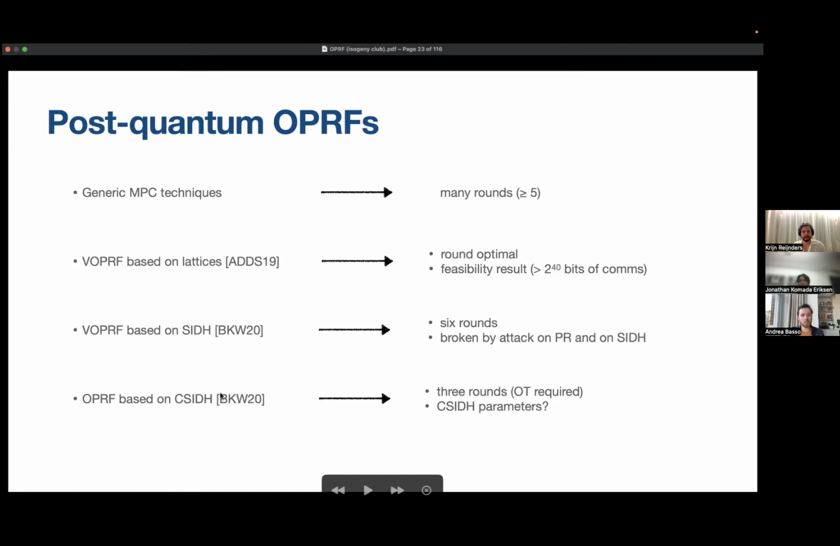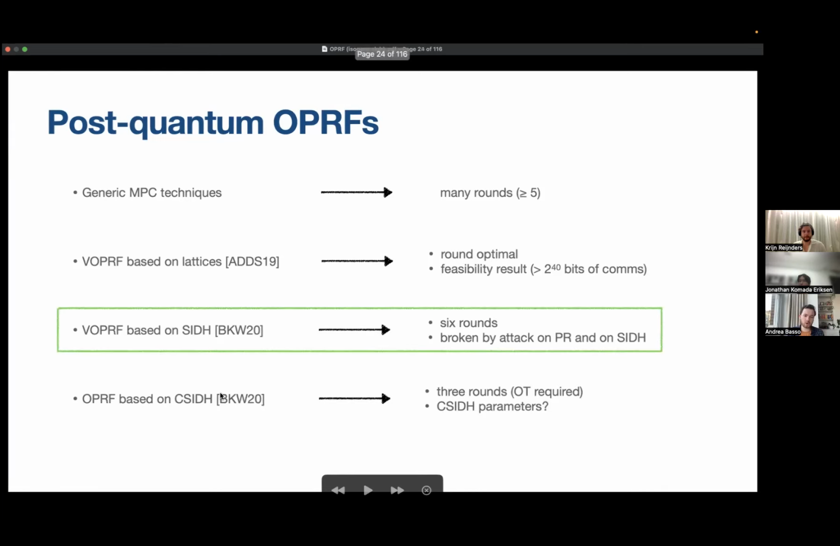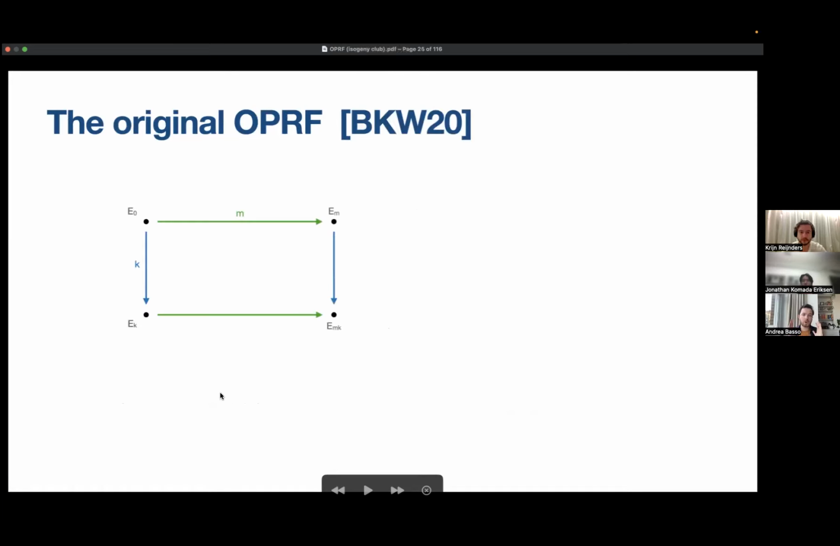In this work, we focus on the verifiable OPRF based on SIDH by Boneh, Kogan, and Wu, and we basically address its 3 main shortcomings. We show an efficient countermeasure against the attack on its pseudorandomness. We show how to integrate the SIDH countermeasures to protect against the SIDH attacks, and we show how to make this round optimal. So let's see what the OPRF construction by Boneh, Kogan, and Wu looks like.